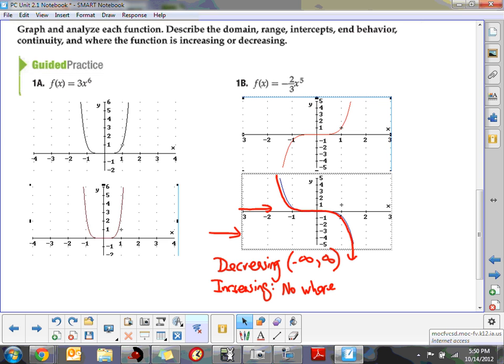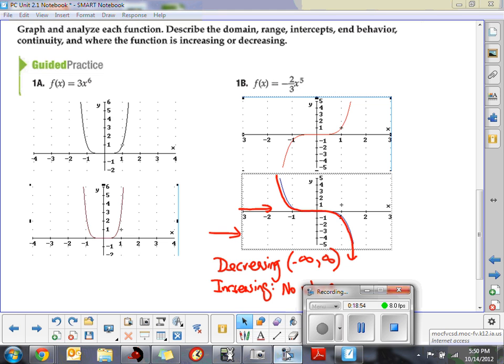So that's the discussion for questions 1A and 1B. I'm going to break it at this point so I can transition to the next slide.